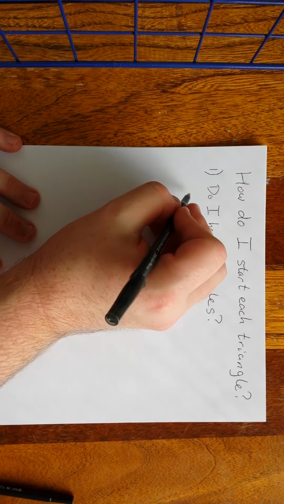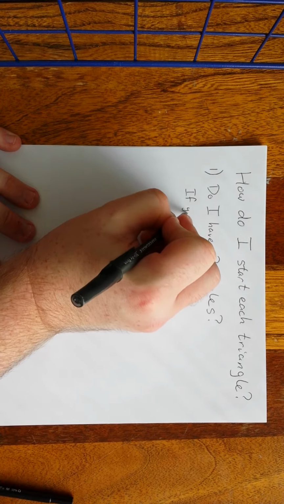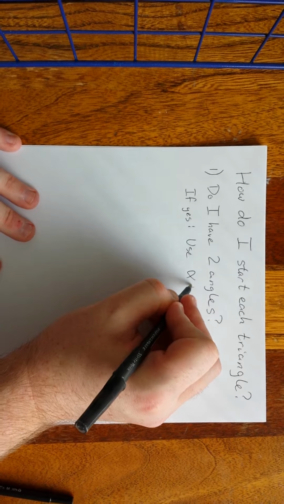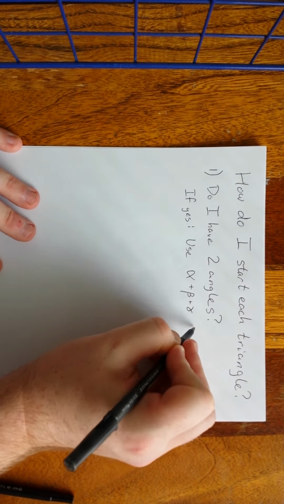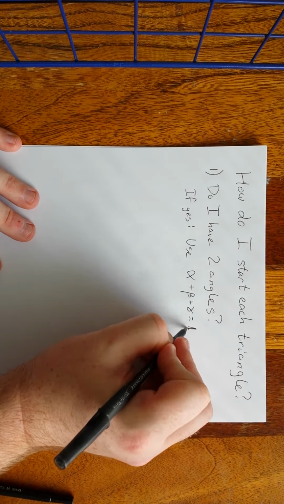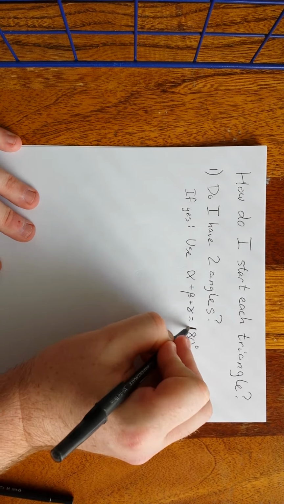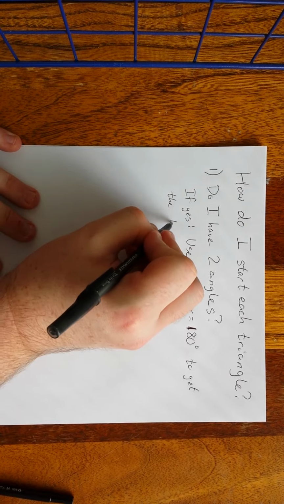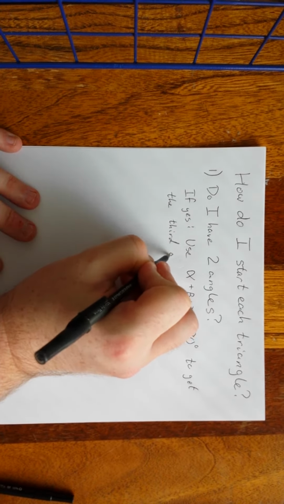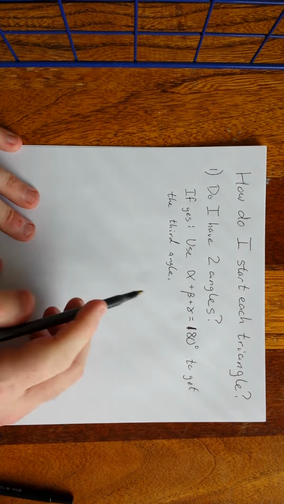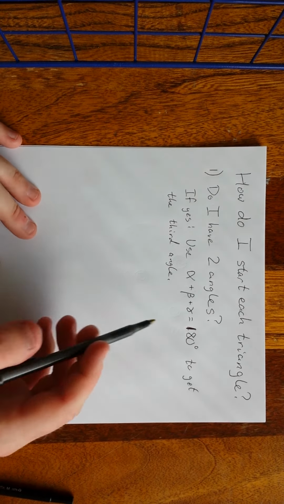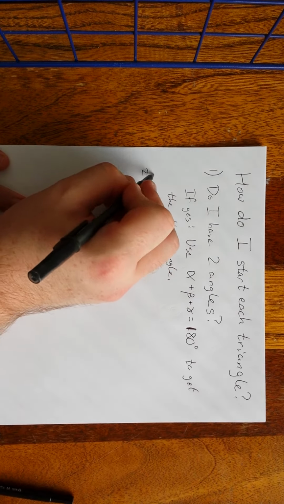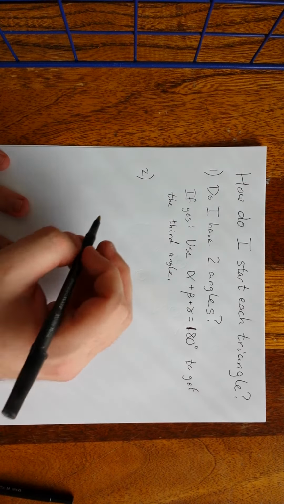If the answer is yes, we're going to use alpha plus beta plus gamma equals 180 degrees to get the third angle. If the answer is no, then you're going to move on to step 2.